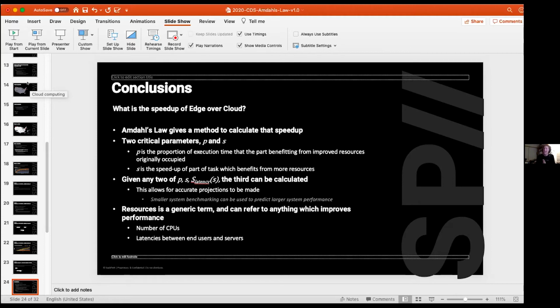So it doesn't have to be just throw more CPUs at the problem. It can also be, let me reduce my latencies between end user and servers. And that's also a speed up. Actually, if there's time, I have another example demonstrating what that means.